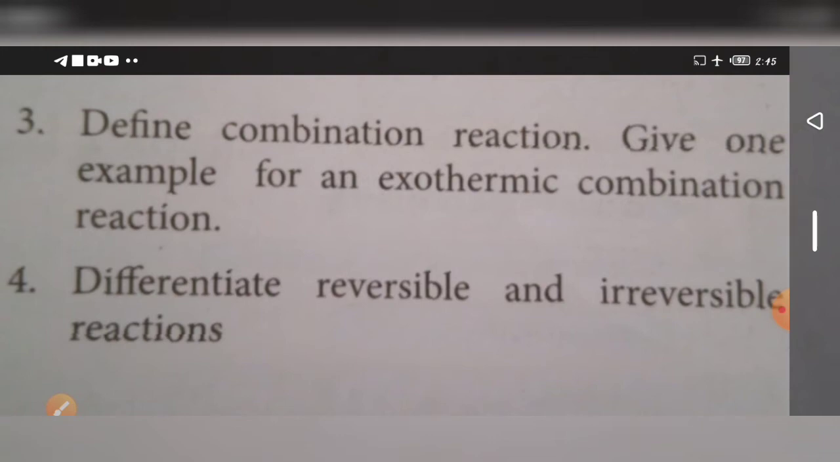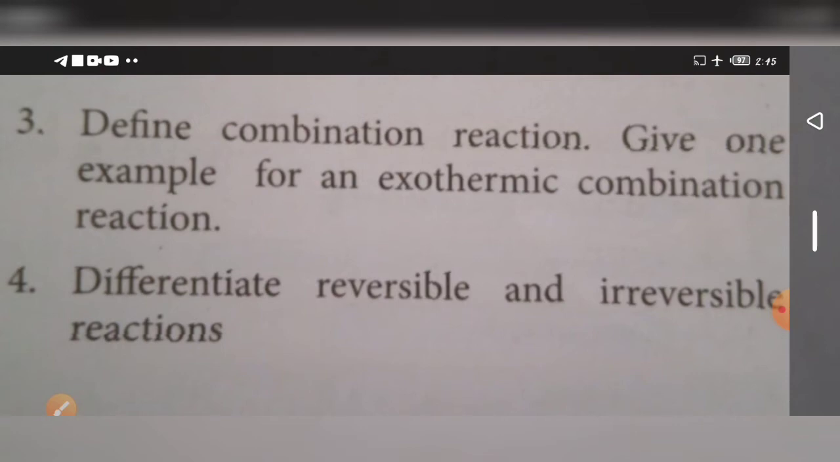Define combination reaction. Give one example. You write down the example itself. Example: hydrogen gas combines with chlorine gas to form hydrogen chloride gas. That example you write down. This is an exothermic combination reaction. Write down like that. It will be enough.